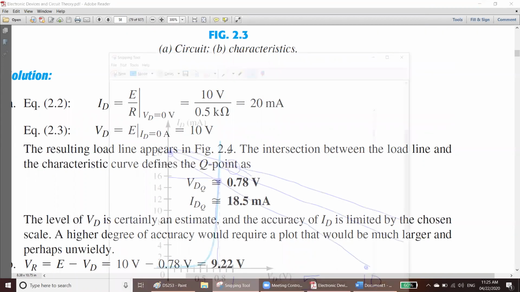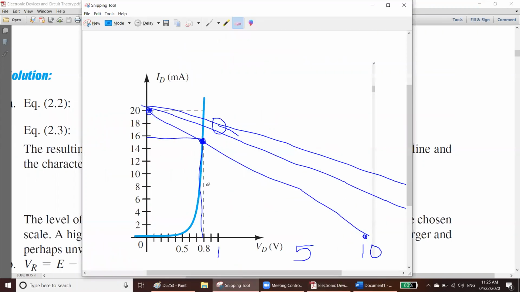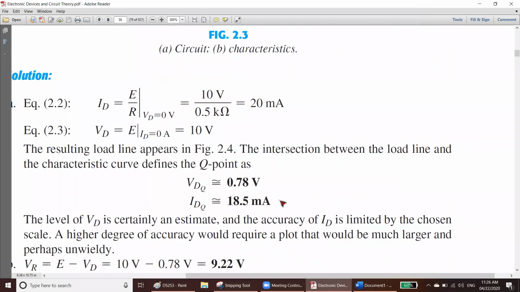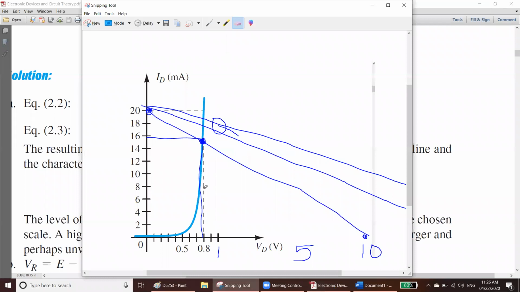Let's say you draw a line from here to here and here to there. That is your I and that is your volt. For I, they said it is 18.5 and for voltage it is 0.78 volt. I have shown you something around 16 maybe because my graph was not okay. Maybe because my 10 volt is not so close. If this much is 1, how can it be 10? So this 10 should be much further away.